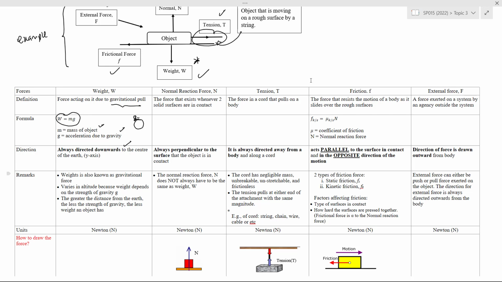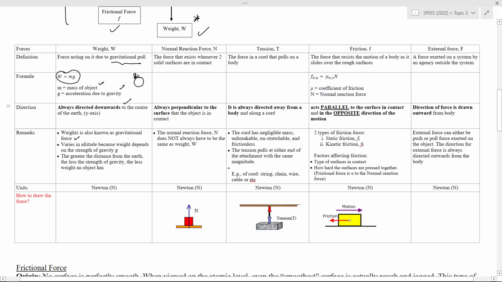Okay, so weight is also known as gravitational force and it varies by altitude. Maksudnya, orang yang lagi bawah, contohnya dalam satu bangunan dia duduk bawah, dia punya weight akan lagi besar sedikit daripada orang yang duduk di atas. Okay, so unit dia semua orang tahu dalam Newton.